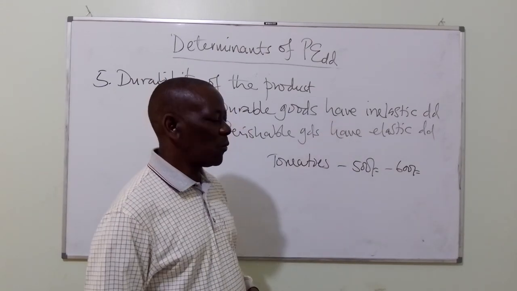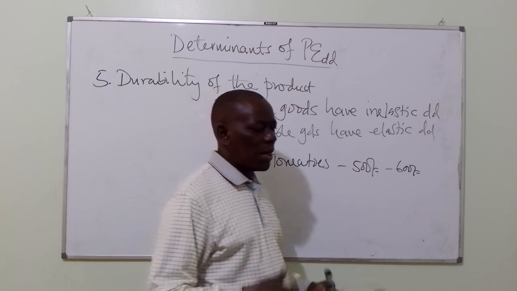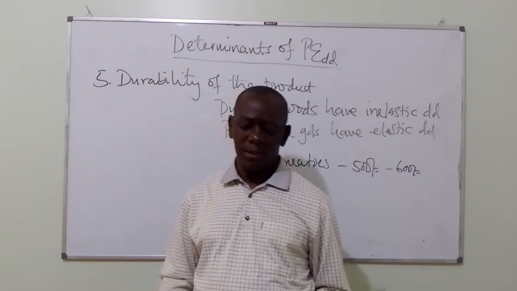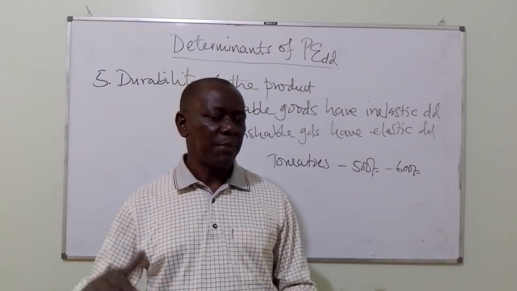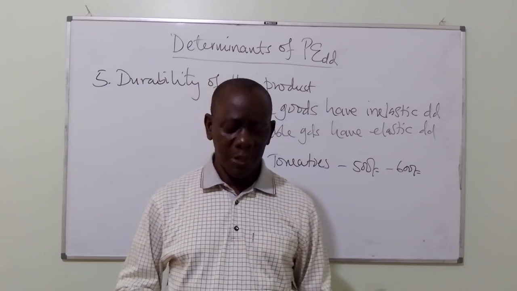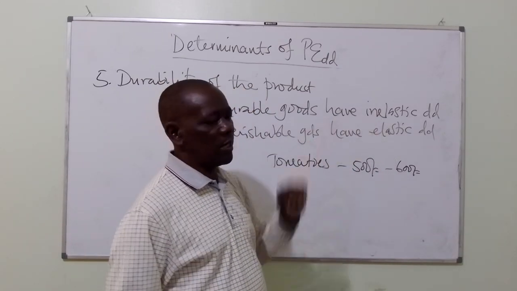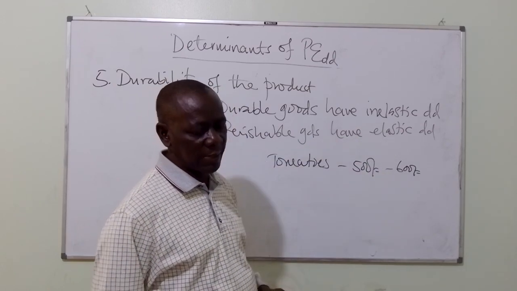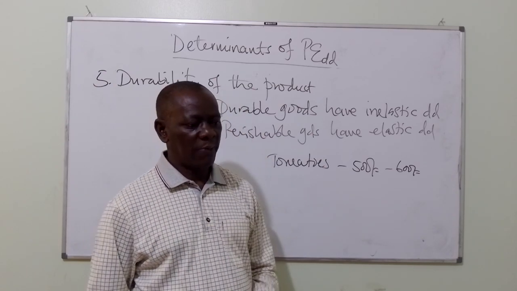But durables, where the consumer says, no, let me buy it once, and I'll come back after a year, after 2 years, after 3 years, you'll find him not caring so much about the percentage change in the price. So it may not affect it so much. That's why we say it is inelastic. Whereas that one, which is perishable, it is elastic.